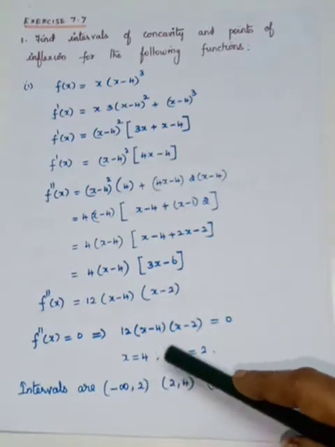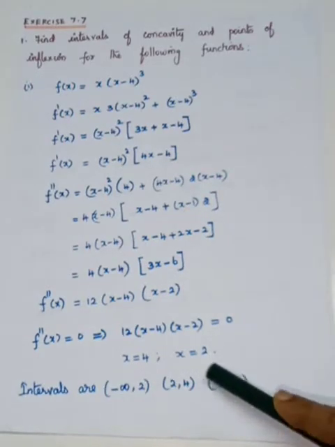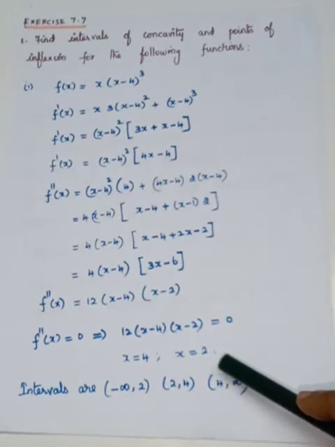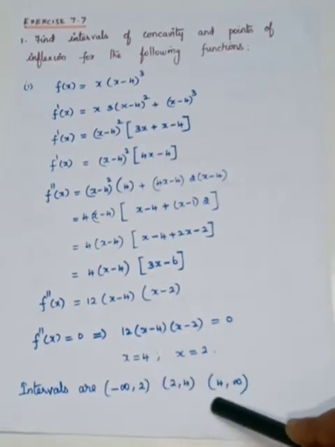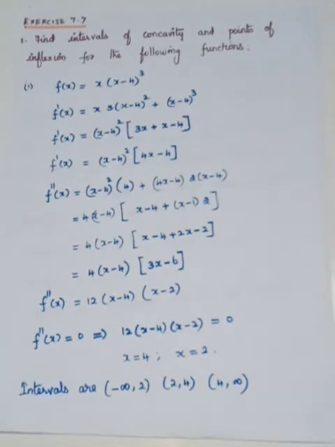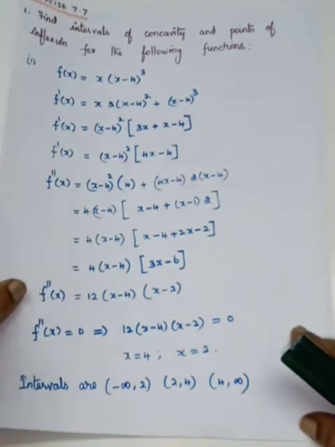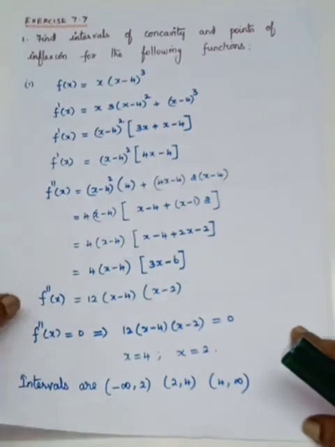So here 4 and 2 is what we are getting. So the intervals are minus infinity to 2, next 2 to 4, then 4 to infinity. So we have formed the intervals from the points. After that, you are going to check the concavity.